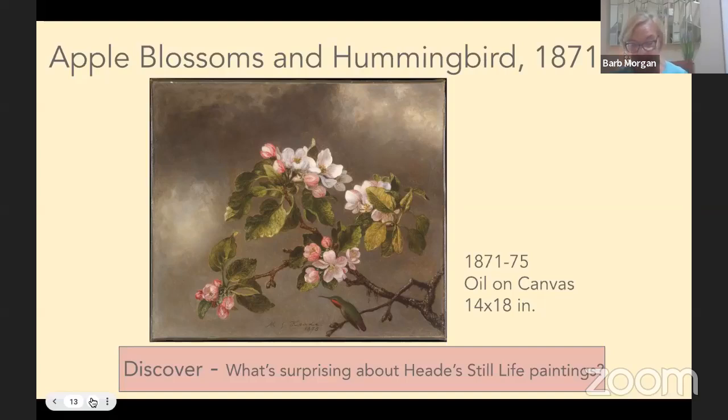So in this painting, which was done in 1871, a correspondent for the New York Evening Post said this about this painting. Mr. Heade is painting, among other flower subjects, a study of apple blossoms, with hummingbirds perched upon the branches among them. He is devoting the most careful attention to its elaboration and its finish.